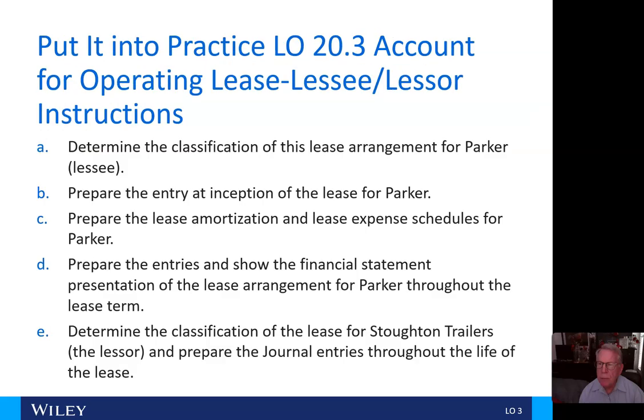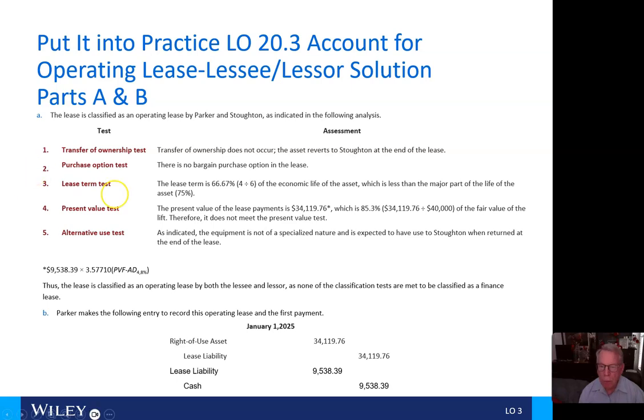So for Bravo here, we're going to prepare the entry at inception of the lease for Parker, the lessee. So Parker's going to make the following entry. They'll debit right-of-use asset for $34,119.76 and credit lease liability for the same amount. Then they will debit lease liability for $9,538.39 and credit cash for that same amount.